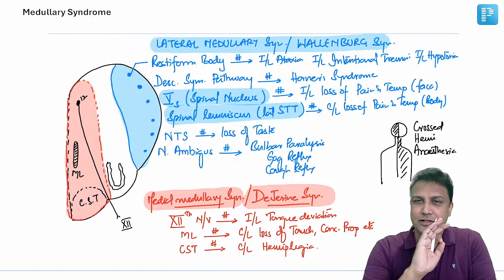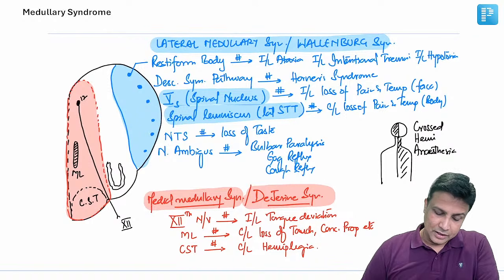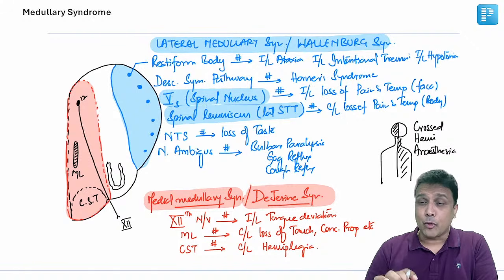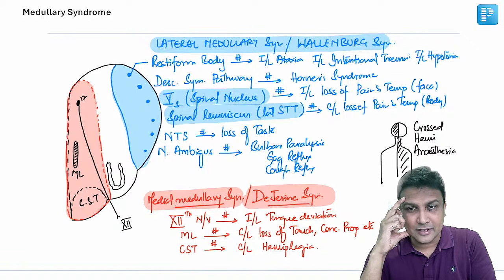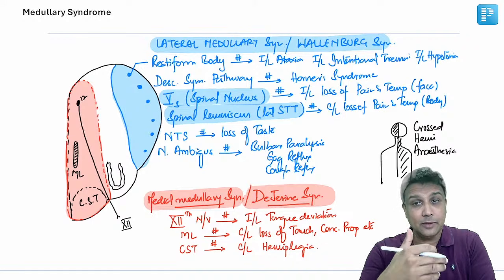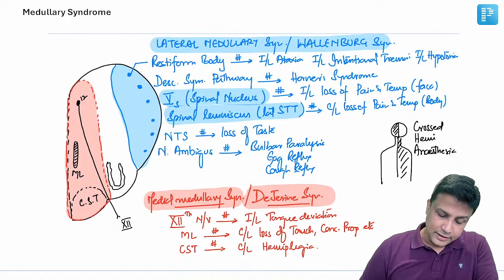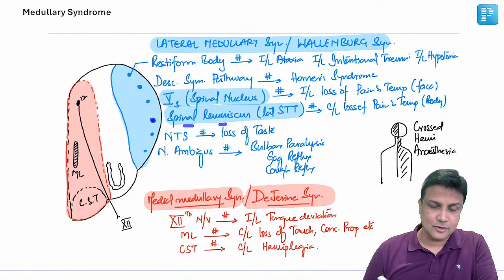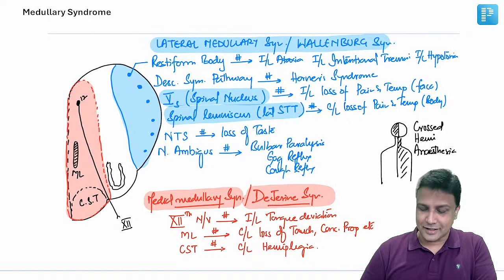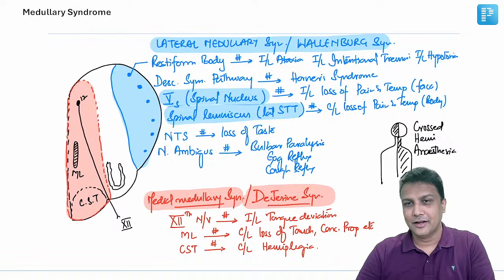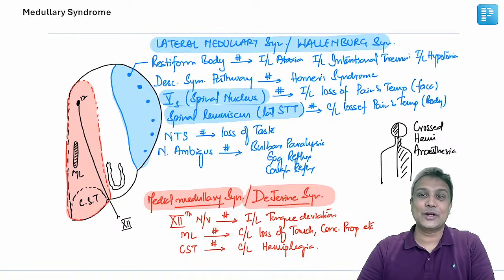The most characteristic feature here, remember, the fifth nerve, that is your trigeminal nerve, sensory nucleus will be involved. Trigeminal nerve is going to carry the sensory supply from the face. So there will be ipsilateral loss of pain and temperature from the face. And then from here itself, the spinal lemniscus is also going to pass. Spinal lemniscus, the continuation of lateral spinothalamic tract. Lateral spinothalamic tract is going to carry pain and temperature from the body.